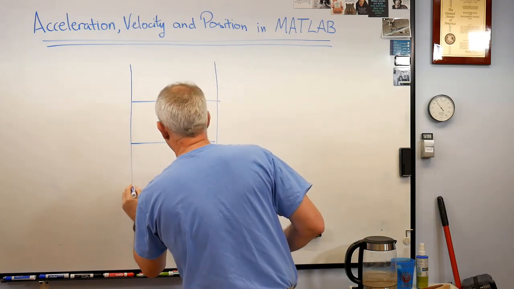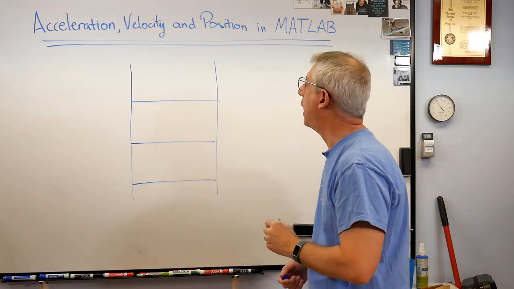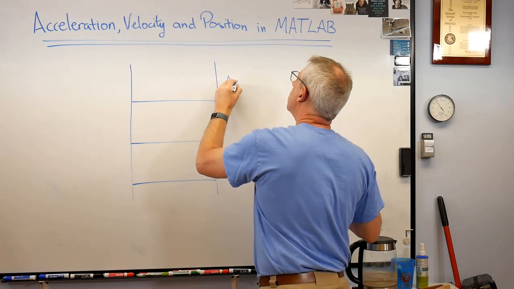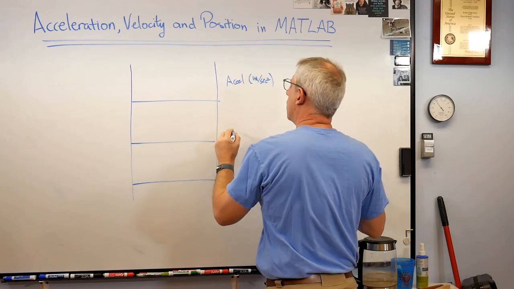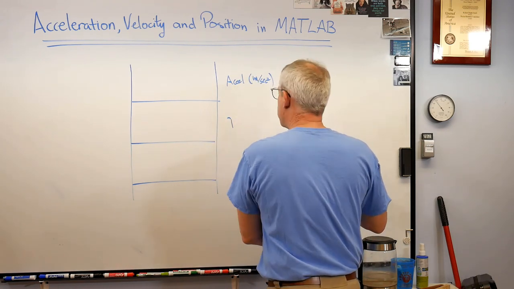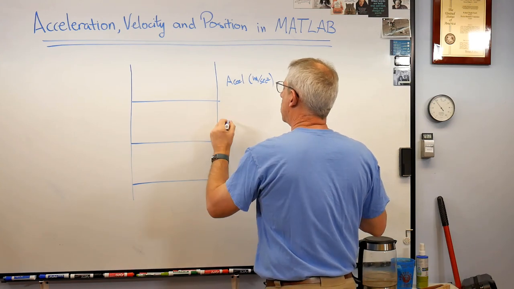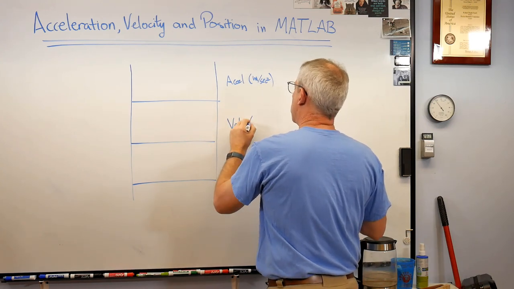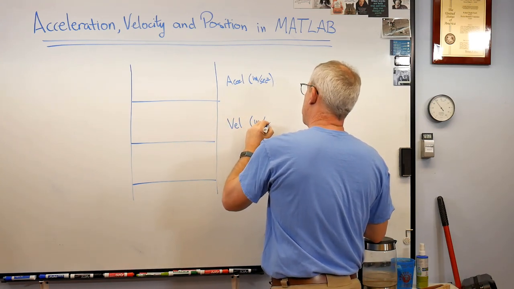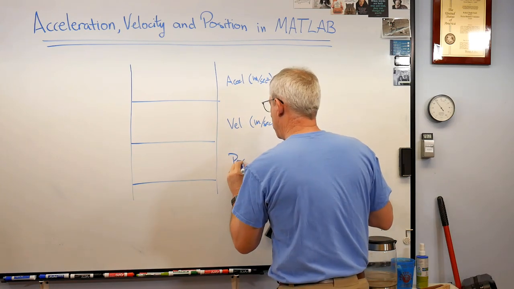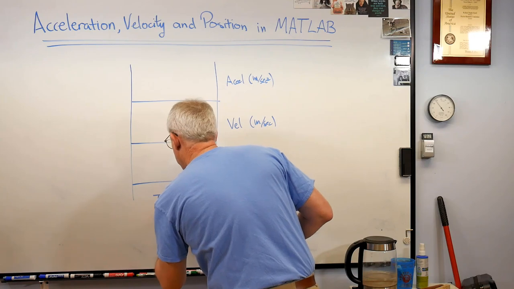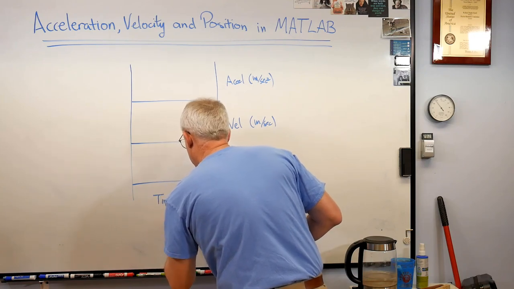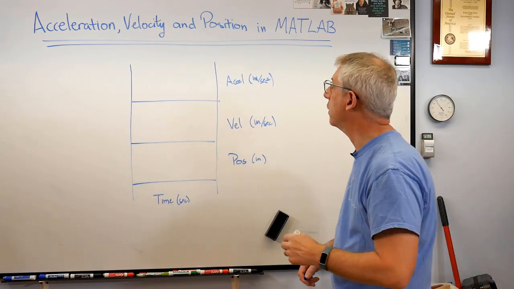Let me sketch this out for you. Okay, it looks like that. This is acceleration, in meters per second squared. This is velocity, in meters per second. And this is position in meters. And then we have time down here, in seconds. Remember, we're using base units in the metric system.